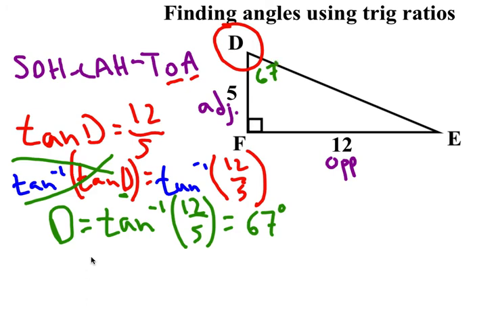Now looking at this situation, because we knew the opposite and the adjacent, we could use the tangent, opposite over adjacent. So we use the same technique for figuring out sine, cosine, or tangent. The only difference is now we know both of the side lengths. We don't know then the angle measure.